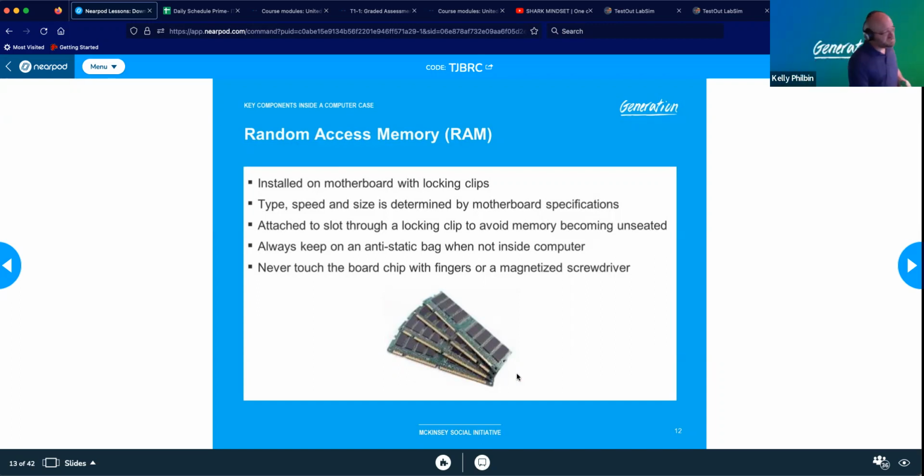And on these boards, never touch the chips on the top with your finger or a magnetized screwdriver. That can severely damage them. Also, the gold pins along the side right here, the oils in our skin can cause those to corrode and damage them from being usable. So we don't touch the metal pins on the bottom or the chips on the top. We hold them from the edges.